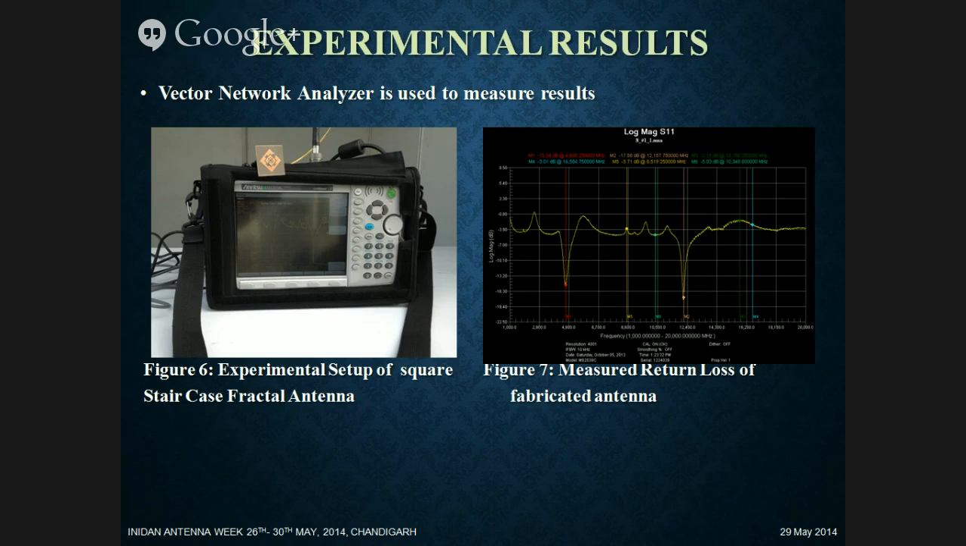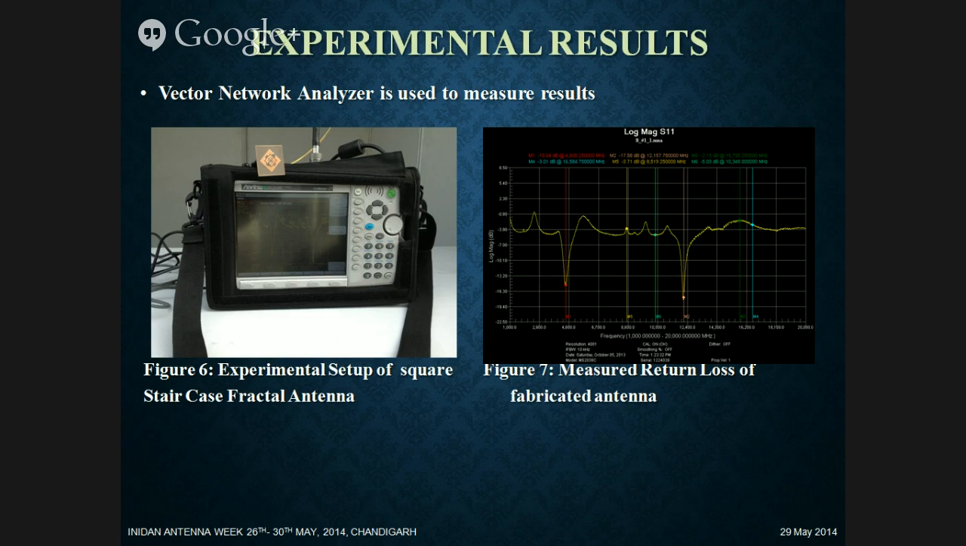This is the simulated photograph of the antenna. Figure 6 describes the experimental setup of the fabricated antenna, whereas figure 7 describes the measured results of the return loss or the reflection coefficient of the antenna. In measured results, we get two frequencies. One is at 4.46 and another one is at 12.15. For the second frequency, which is at 12.15, we got 10.61 in simulation. So there is a slight shift in the second band, and the 7.7 band is not there in the measured results.